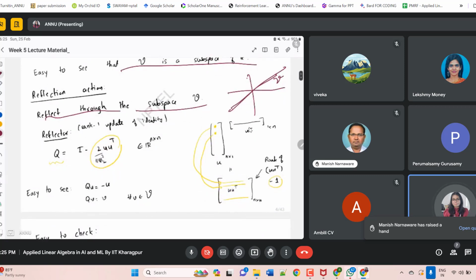Now we have to see the rank of this matrix. That is very, very strange. Now see what this rank is. Tell me what is this rank. What is the rank of Q?